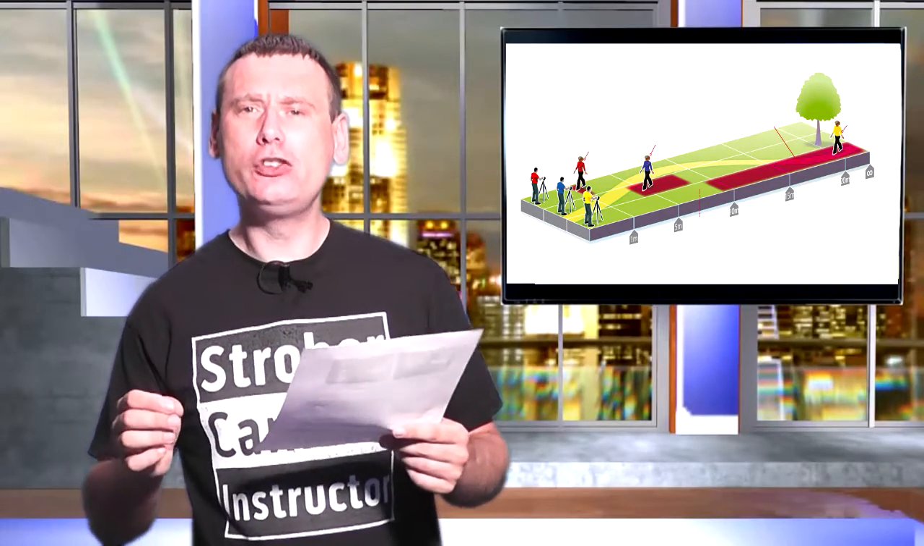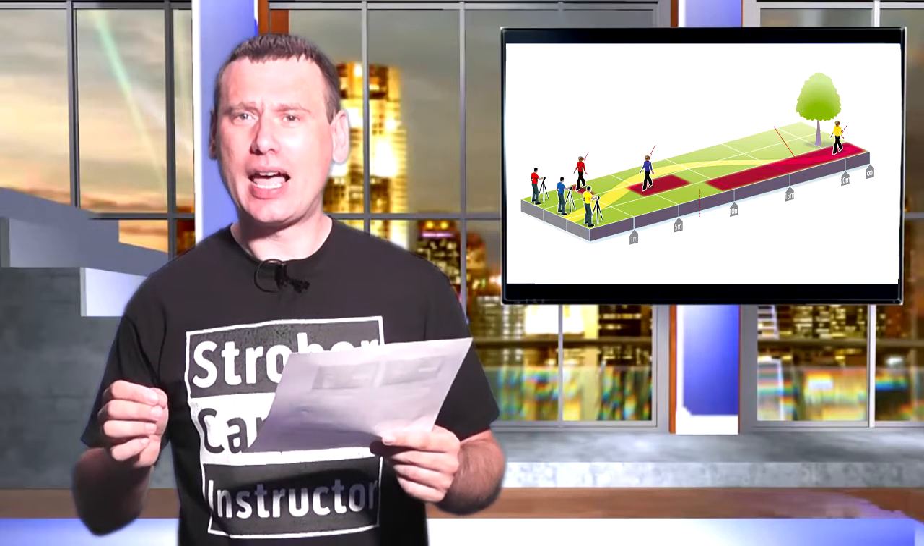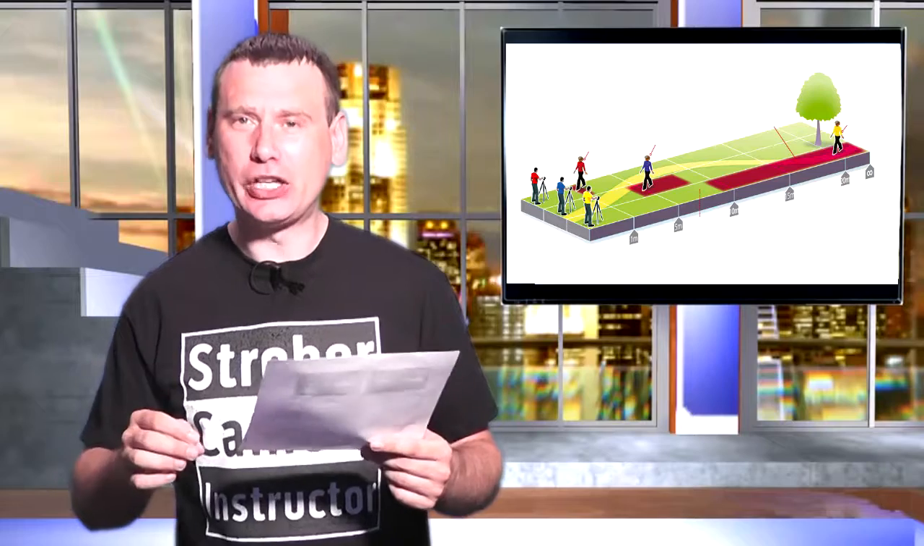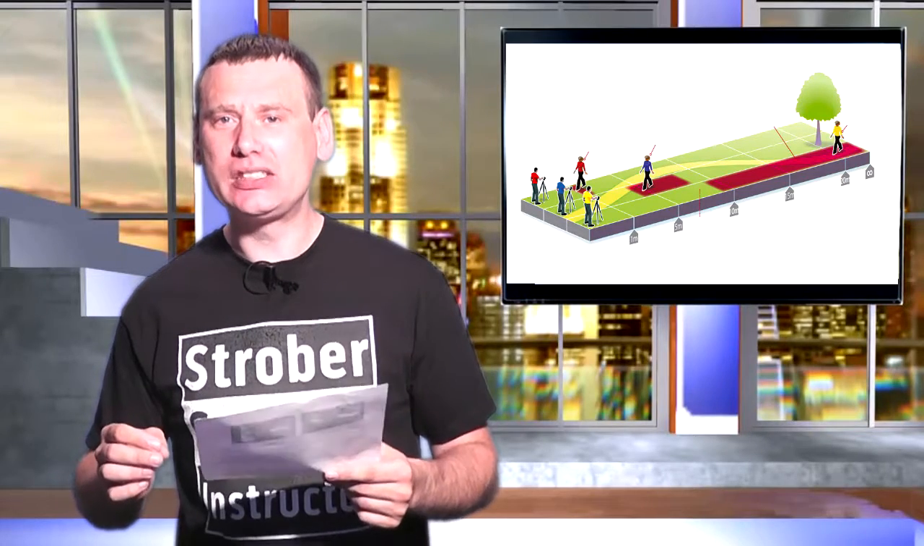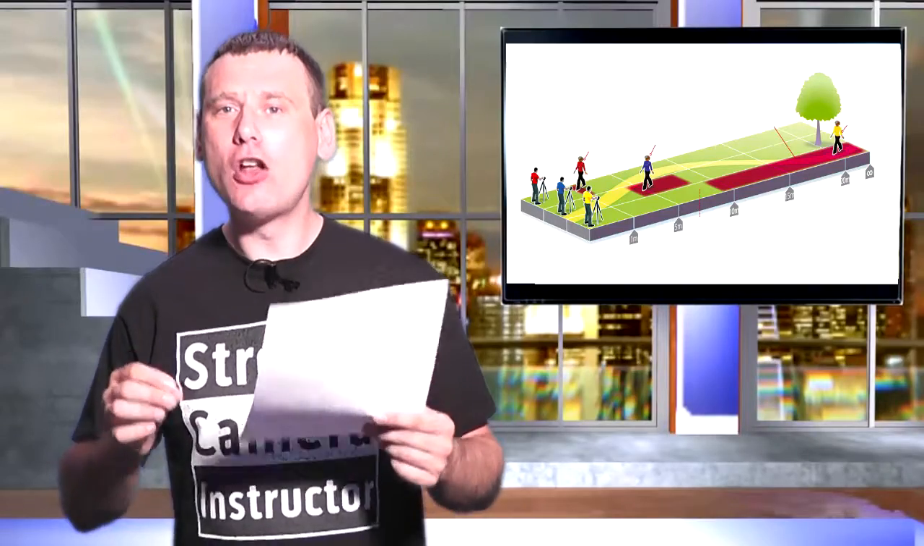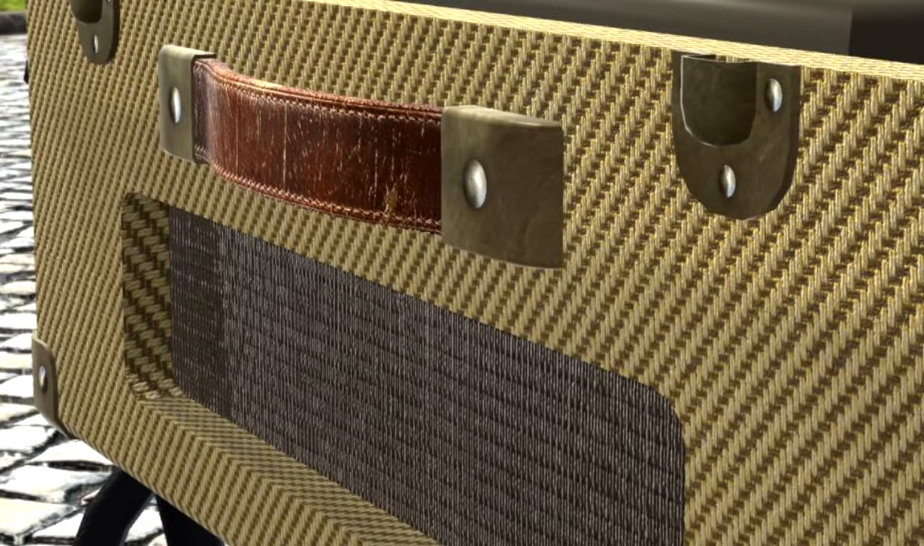Now, if we use a narrow aperture like f32, then you can see the entire background is just as in focus as the entire foreground. And again, this is because we're using a narrow aperture. Remember, wide apertures give you shallow depth of field. Narrow apertures give you long depth of field.